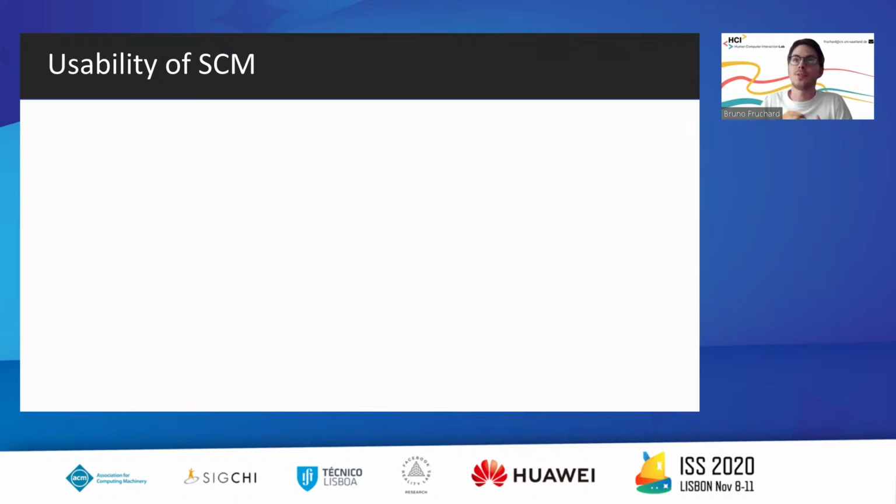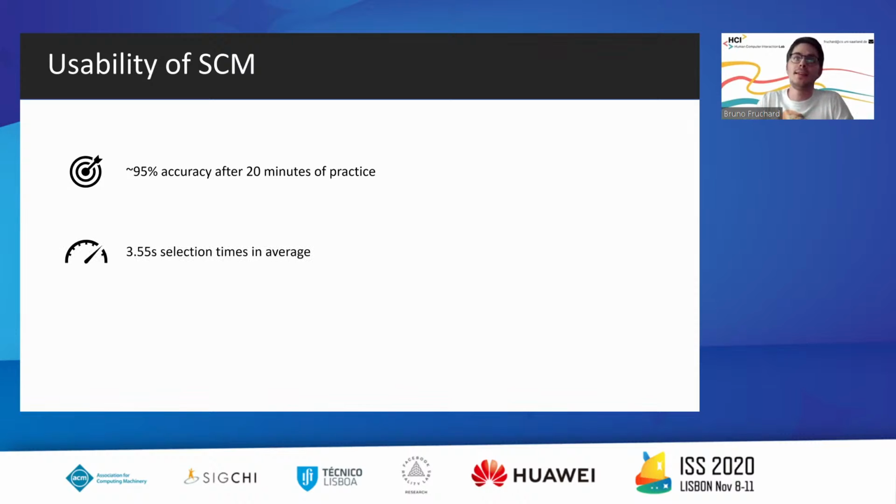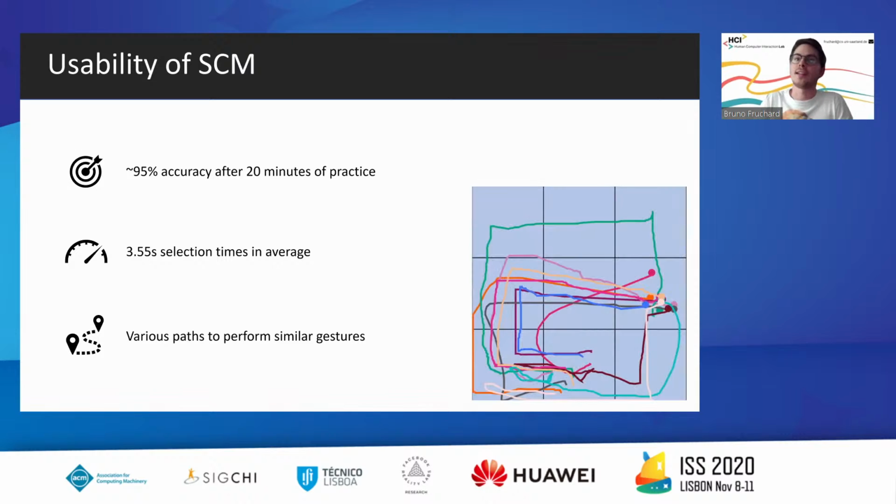The results from this experiment is that users can be very accurate with SCM after 20 minutes of practice, which is quite fast, so they master the technique quite rapidly. The selection time of this technique was on average 3.5 seconds, which is rather long, but you have to consider these were novice users using eyes-free interaction. And we observed that the participants used various paths, even though they were not instructed to do so, to perform exactly the same gestures. Here's an example. What you can see here is each line is the path of a user. And this is exactly for the same gesture. So you can see they use different strategies.